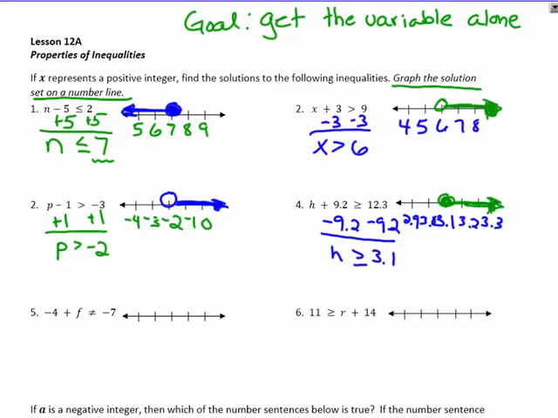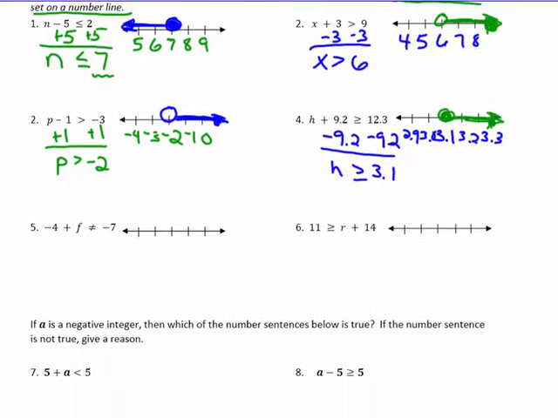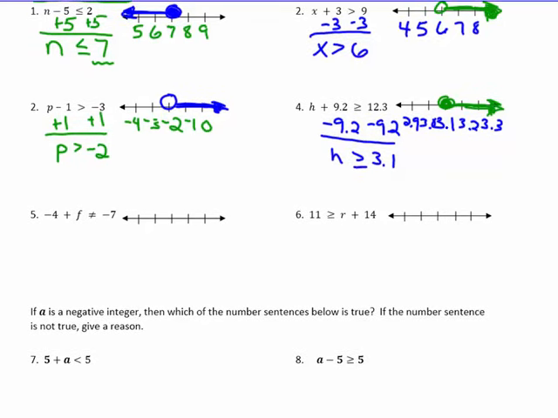All right, let's try. I'm going to have you pause it in a second to try number 5 by yourself, but I want to do number 6. So here I have r, which means I have to subtract 14. So that's -3 is greater than or equal to r. So I'm going to put in -3, -2, -1, -4, -5. All right. Put my circle.